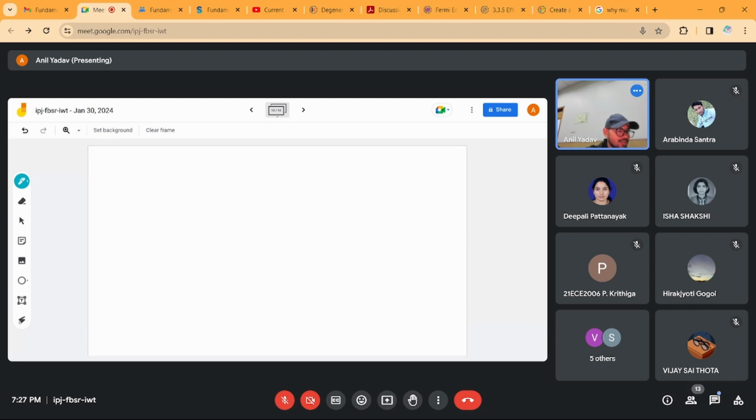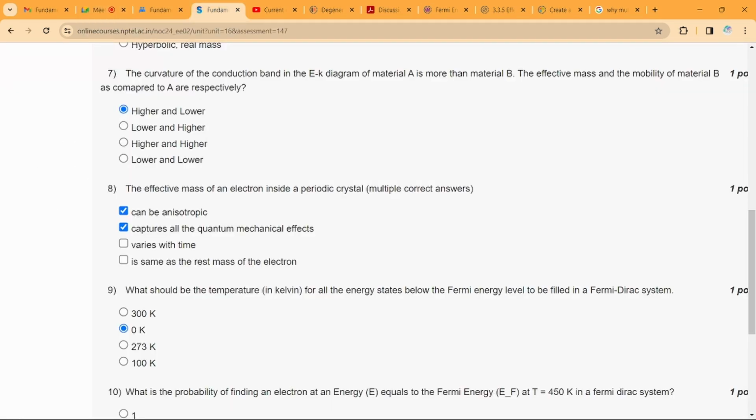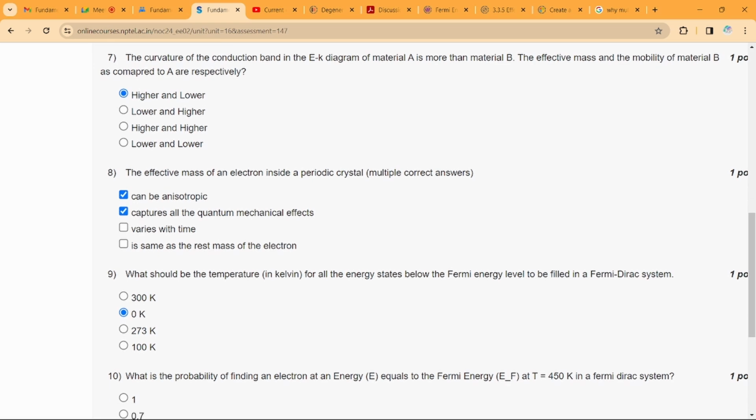What we were discussing was the EK diagram. Is there any doubt in the seventh question? Anyone? Okay, now let's move on to the eighth one. This is a multiple correct answer question: the effective mass of an electron inside a periodic crystal.